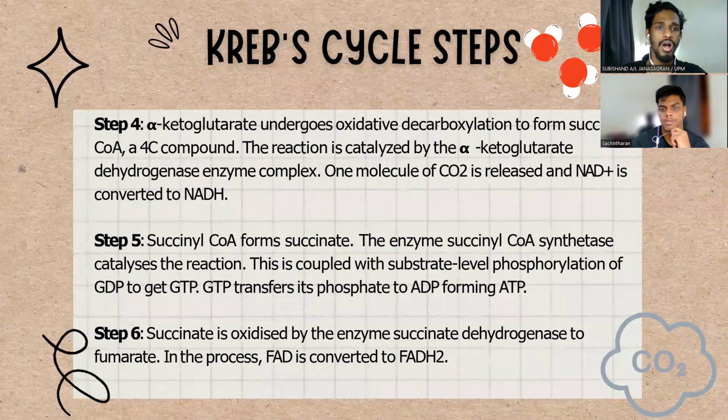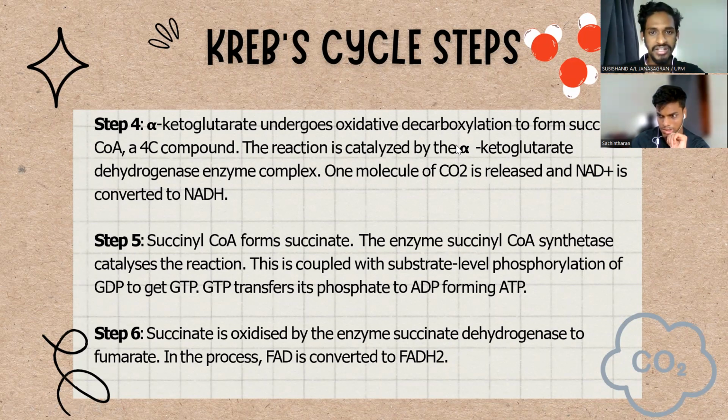Next is step 4, where the alpha-ketoglutarate undergoes oxidative decarboxylation to form succinyl-CoA, a 4C compound. The reaction is catalyzed by the alpha-ketoglutarate dehydrogenase enzyme complex. So one molecule of carbon dioxide is released and NAD plus is converted to NADH.